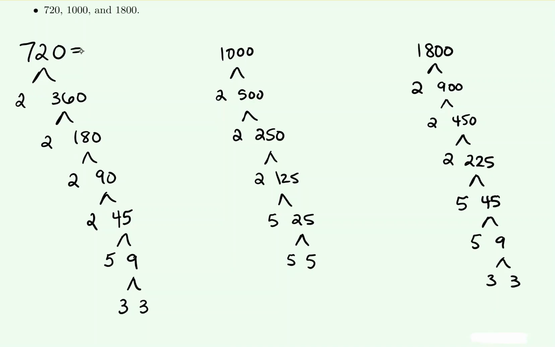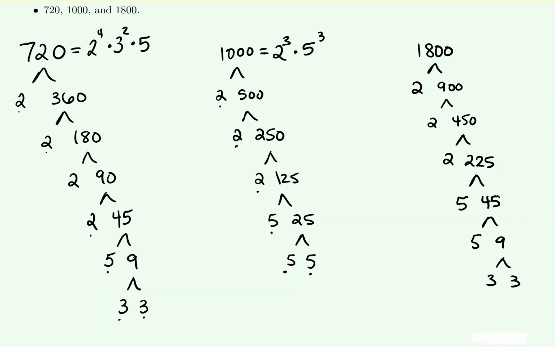So for 720, we see that we've got 2 four times. So that's 2 to the 4th times, we've got 3 twice, 3 squared, times, and we've got 5 once. That's all of the prime factors that we've got for 720. You can multiply them together to check your work. For 1000, the prime factorization is 2 occurs 1, 2, 3 times, 2 cubed, times 5 occurs 3 times, so we've got 5 cubed.